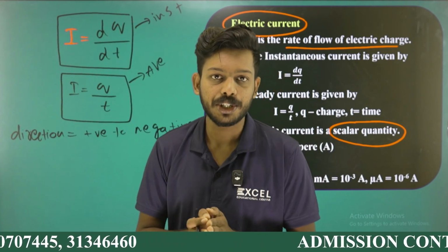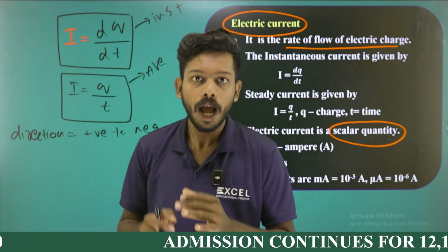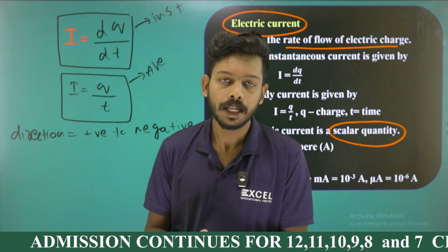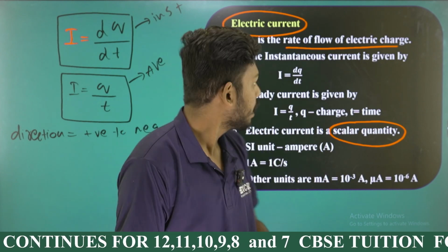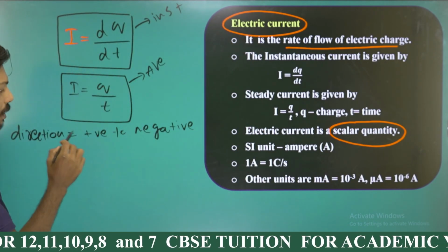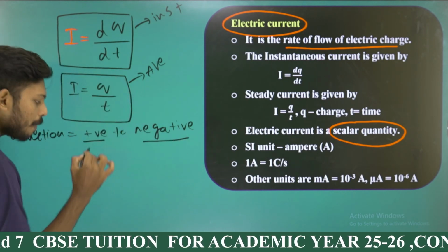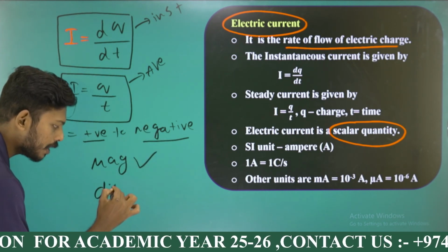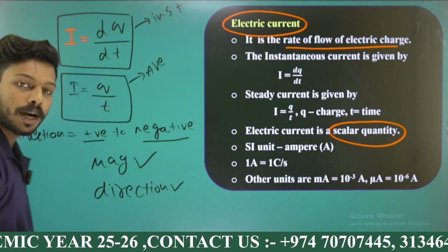According to our definition, we know that there are two quantities: one is a scalar quantity and the other is a vector quantity. A vector quantity is a quantity having both magnitude and direction. So if a quantity has magnitude and direction, it should be a vector quantity. Here it has a magnitude, I is equal to q by t, and the direction is clear, from positive to negative. Does current have magnitude? Yes. Does it have a direction? Yes, clearly, from positive to negative. Still, it is not a vector quantity.